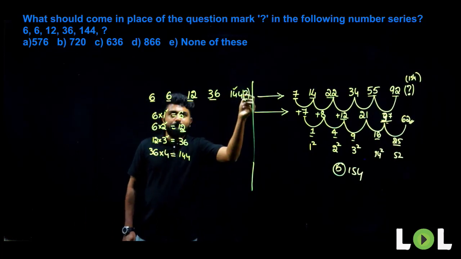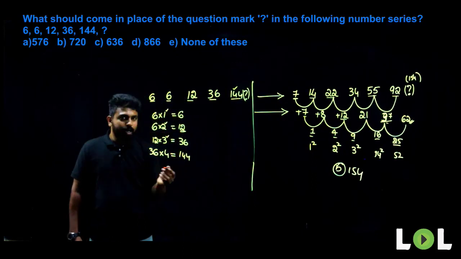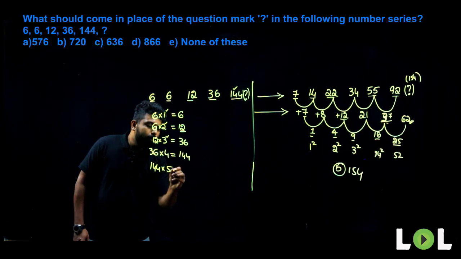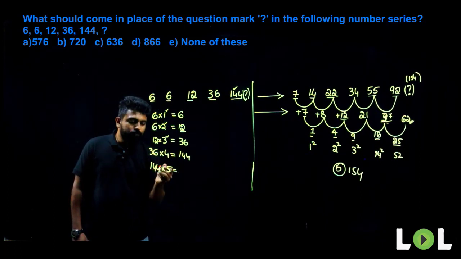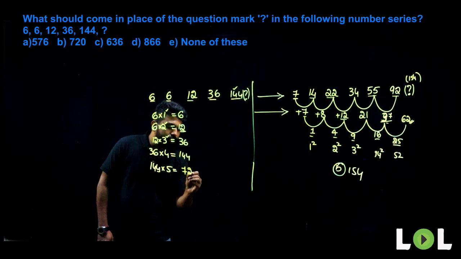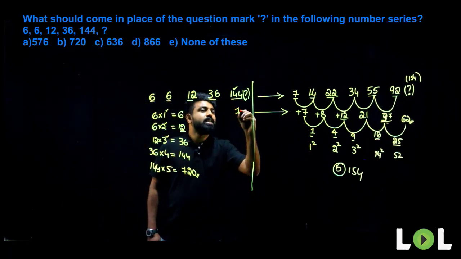So how do I get my next term here? The missing term? I need to multiply 144 with what? I need to multiply 144 with 5 to get my missing term. What is 14 into 5? 70. Meaning 140 into 5 is 700. 4 into 5 is 20. 700 plus 20 gives me 720. Do we have that in our options? So my missing term here is 720.